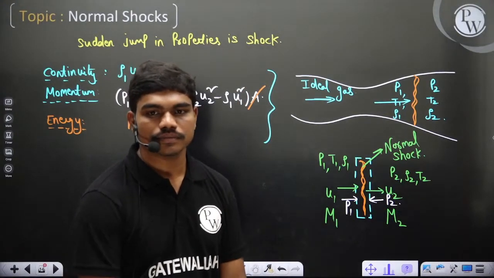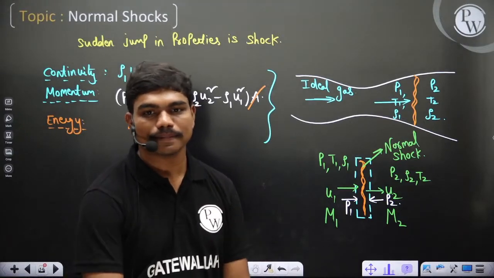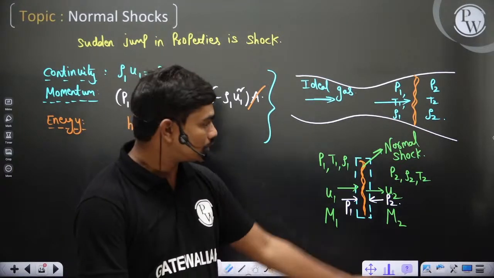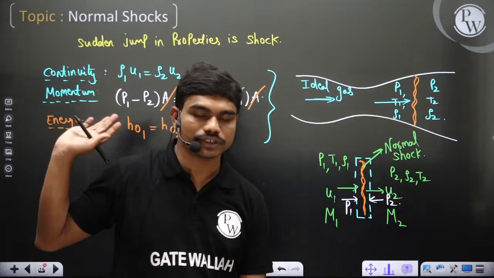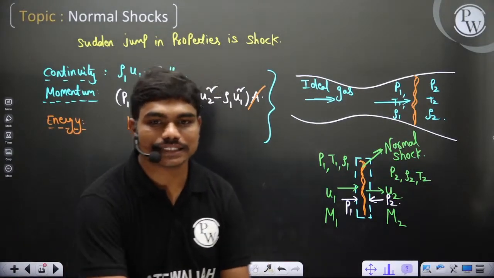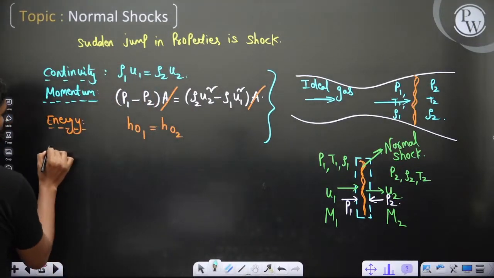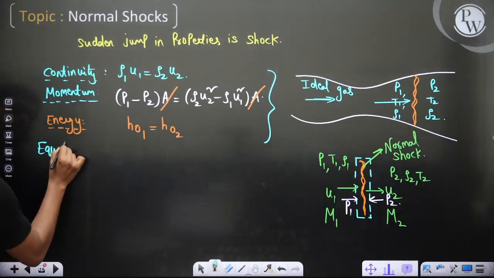Correct? You need one more equation. What is that? Any idea? Because there are 4 unknowns and you have only 3 equations. You have to build one more equation. Yes, ideal gas equation. Fantastic. So we need the equation of state.